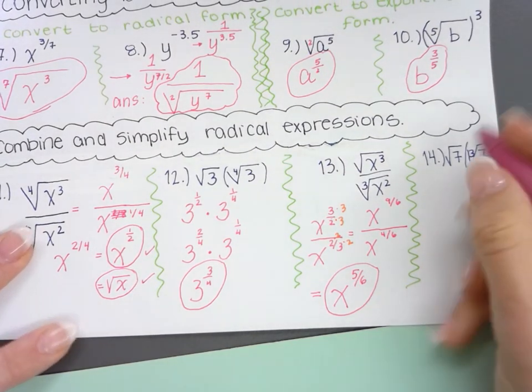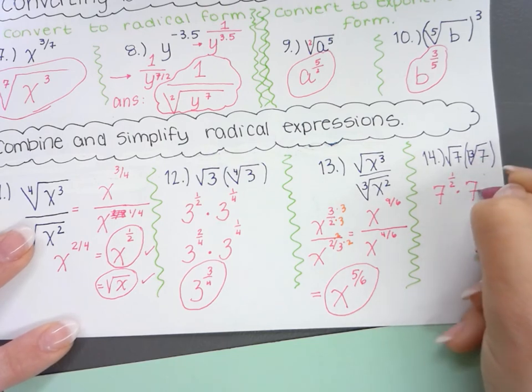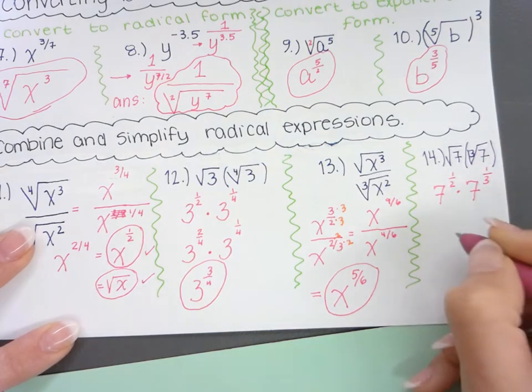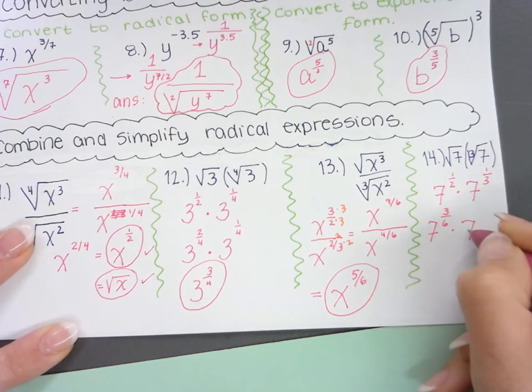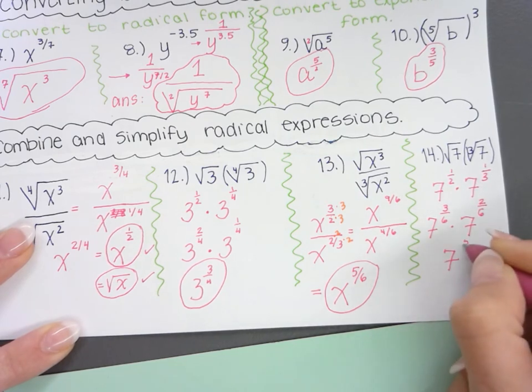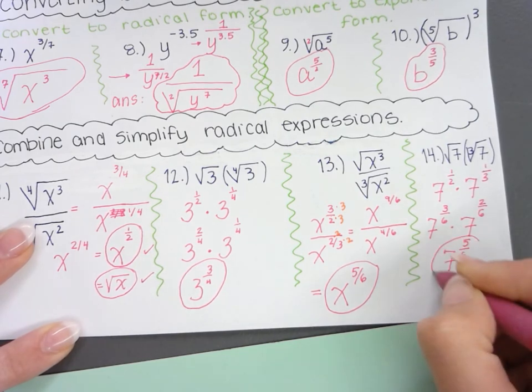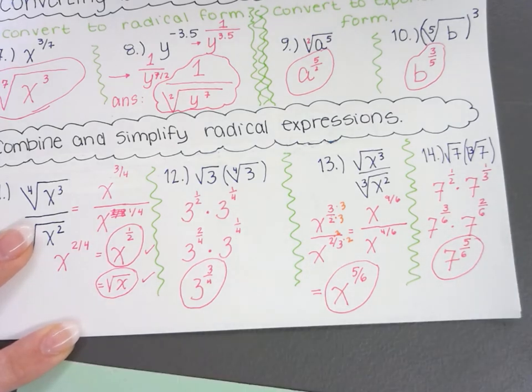Next, 7 to the 1/2 times 7 to the 1/3. That's 7 to the 3 over 6 times 7 to the 2 over 6. Final answer is 7 to the 5 over 6. And we're done.